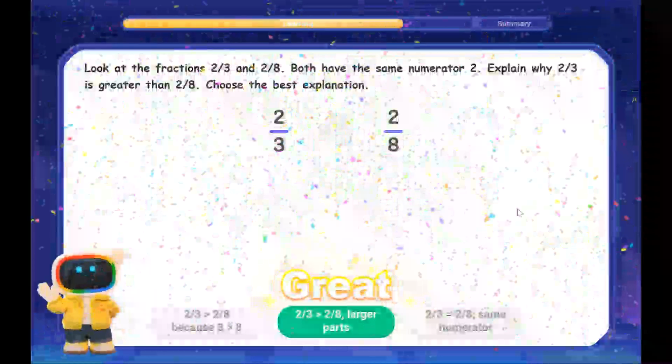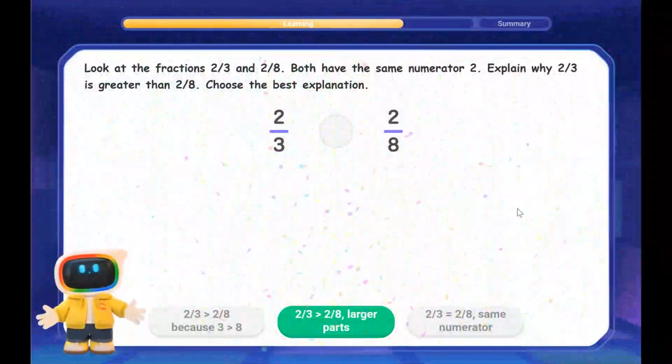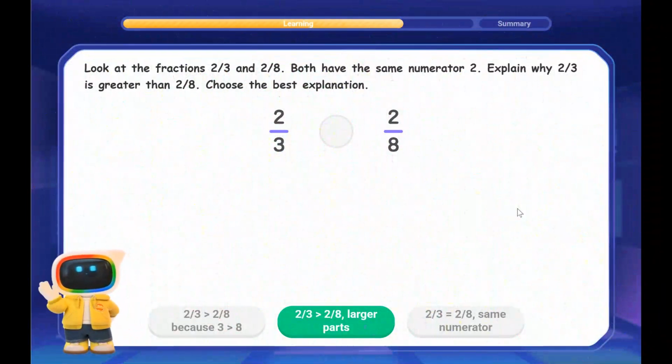Excellent! When a whole is divided into fewer parts, like thirds, each part is larger than when divided into more parts, like eighths. Since both fractions have two parts, but 2/3 has larger parts, 2/3 is greater than 2/8.